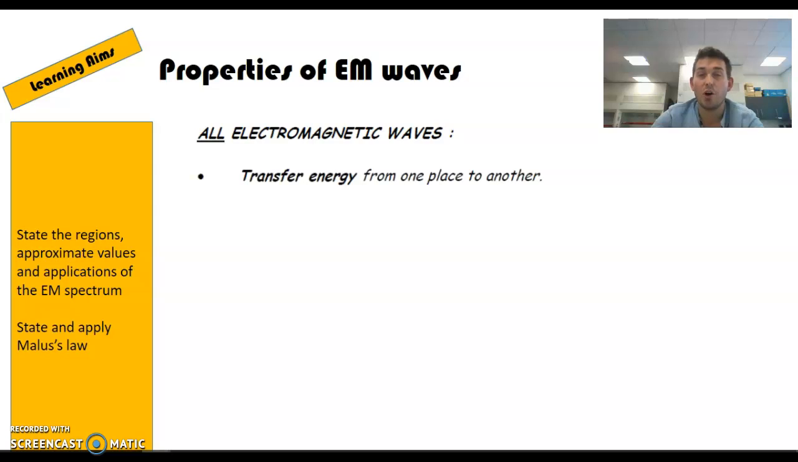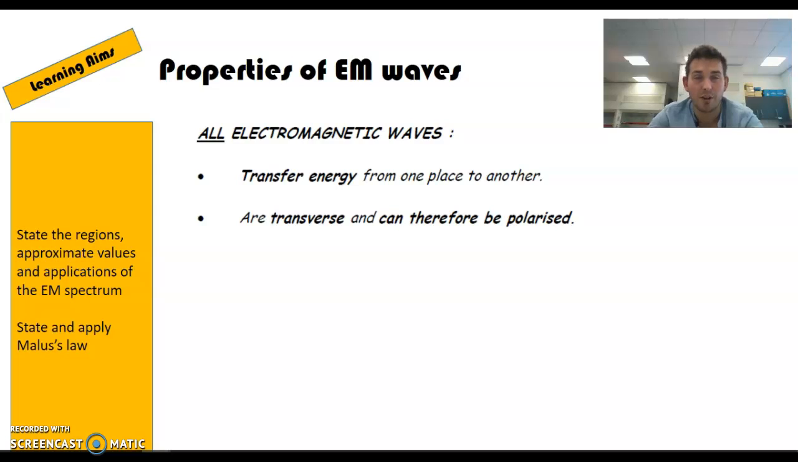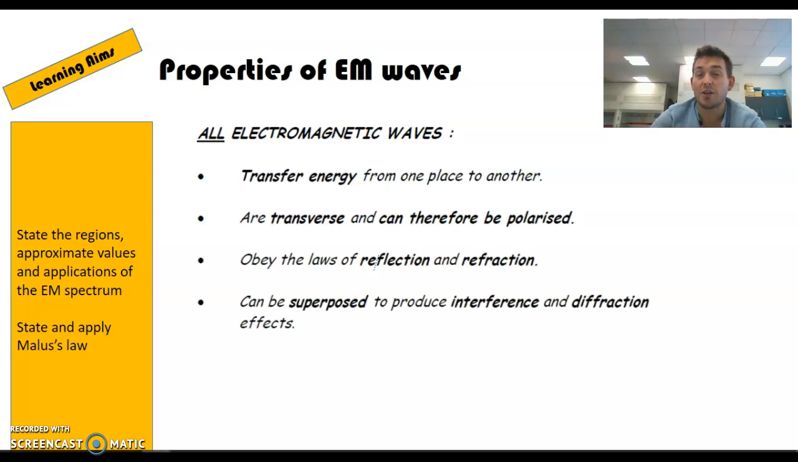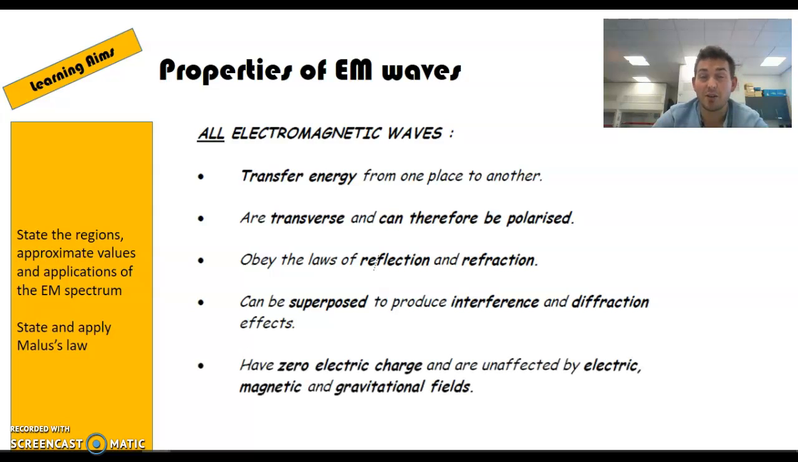Right. All EM waves transfer energy from one place to the other, so they are progressive waves. They're transverse and can therefore be polarized. Now, we haven't learnt what polarization is yet, but I will talk about that in a minute. They obey the laws of reflection and refraction and can be superposed to produce interference and diffraction effects. Now, once again, we don't know what those things are yet, but I'll tell you later.